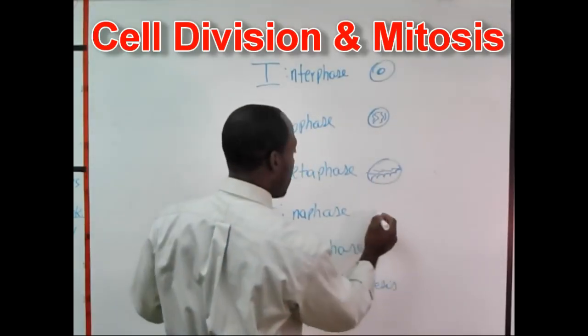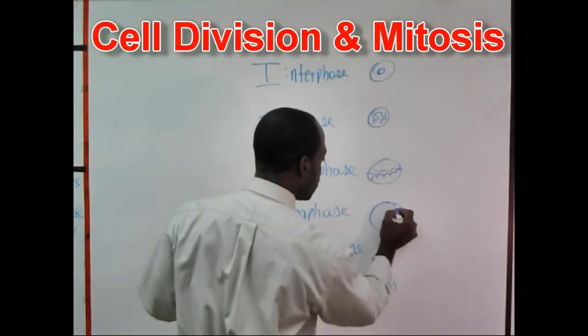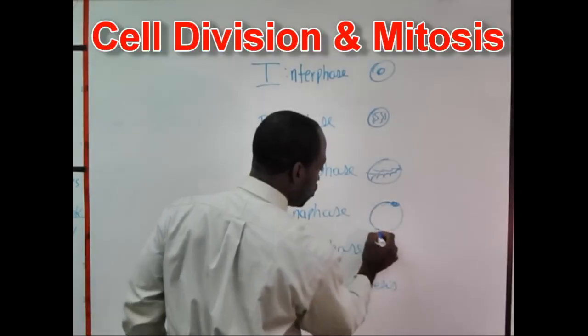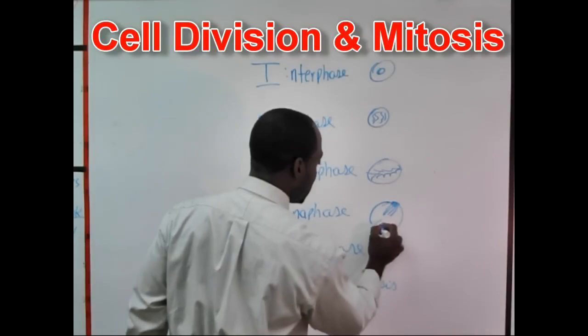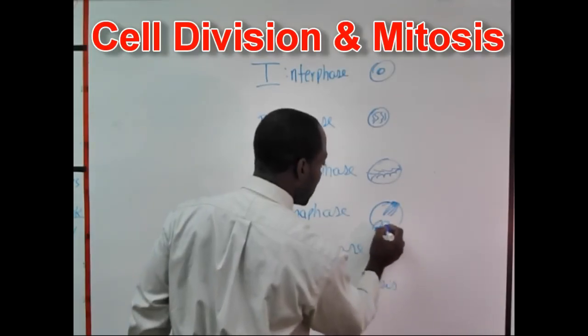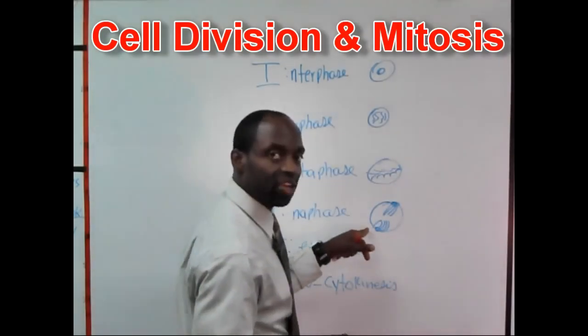Then after that we come to anaphase. In anaphase, I'm going to draw a circle just a little bit bigger, and put the two ends where the centrioles are pulling the actual chromatids to either side of the cell. So right now we're having a division of the genetic information.